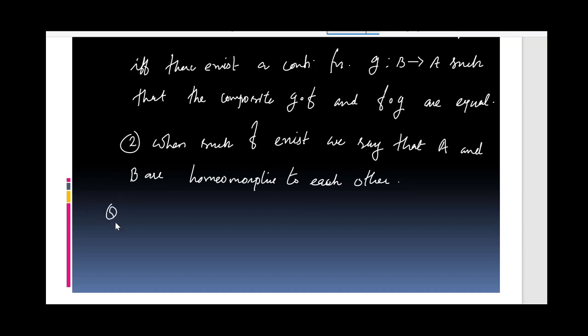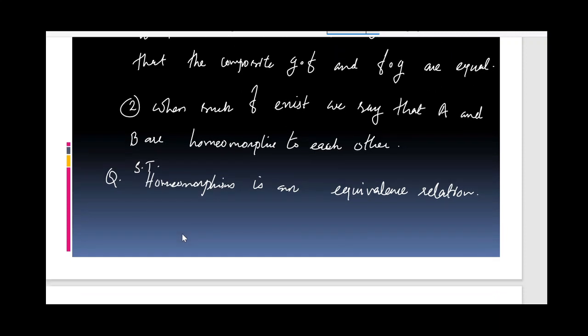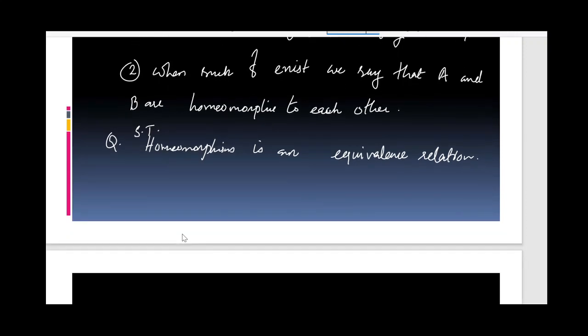Now, the second question for you to work on is: homeomorphism is an equivalence relation. So we can show that homeomorphism is an equivalence relation. Do it by yourself. We want to show that homeomorphism is a reflexive, symmetric, and transitive relation. So I'm leaving this for you to work as homework.